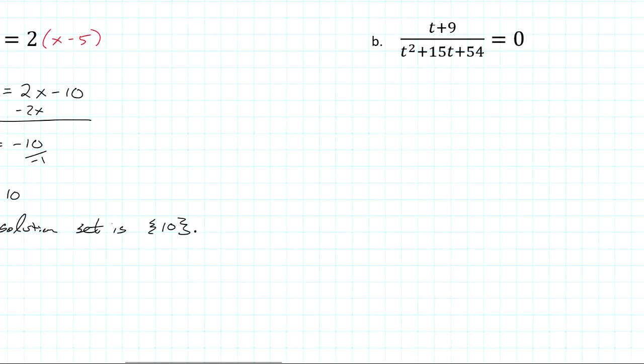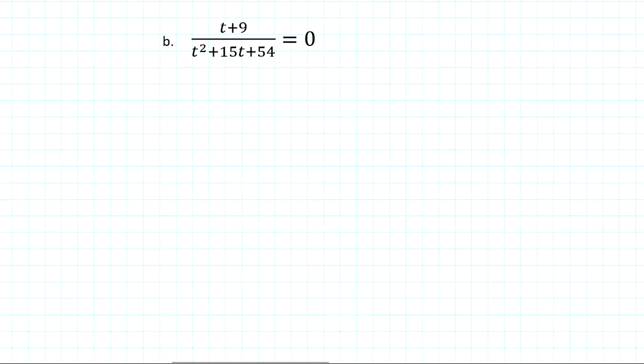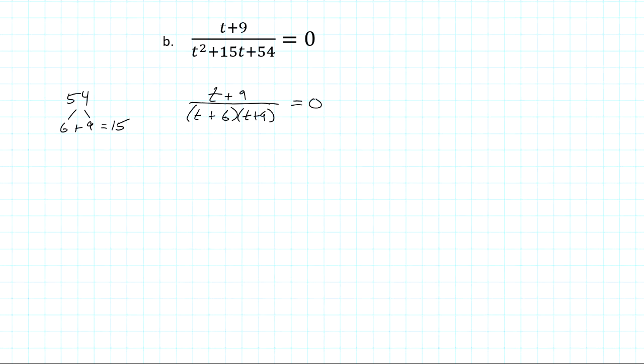That's it for the first one. Let's move on to the second, part B, where we have t plus 9 over t squared plus 15t plus 54 equals 0. What we want to do is go ahead and start by factoring that left side. So we're going to have t plus 6 and t plus 9 here, where we're looking at that 54, and we're trying to find two numbers, 6 and 9, that add up to the 15 in the middle, right? And this equals 0. So we can multiply both sides by the t plus 6, t plus 9.